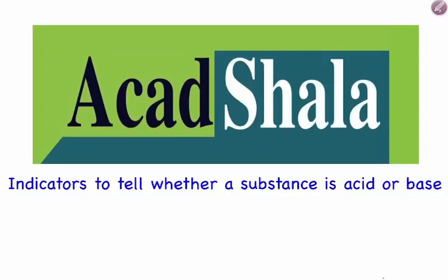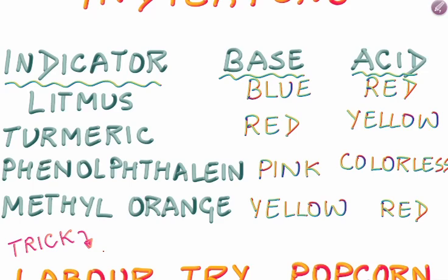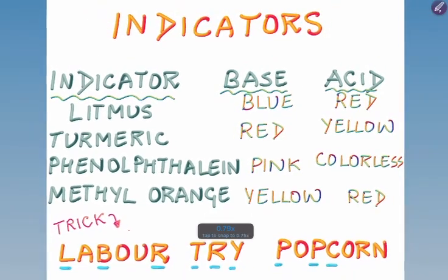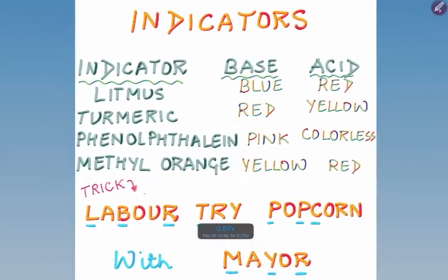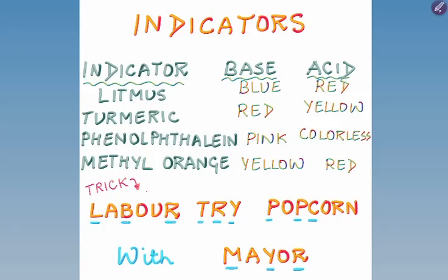Today we are going to learn about the indicators to tell whether a substance is acidic or basic. Here it is. Now students, you are seeing on the board, it's written about indicators. Just have a look. Now children, over here I have written about the 4 indicators: litmus, turmeric, phenolphthalein and methyl orange. And then I have written base, acid and all the colors.